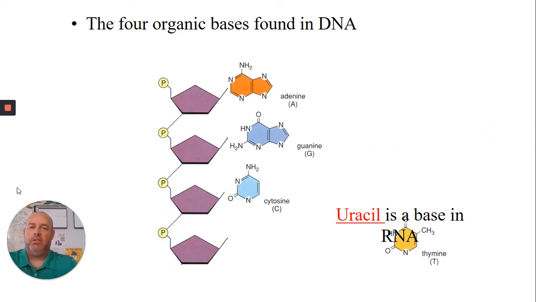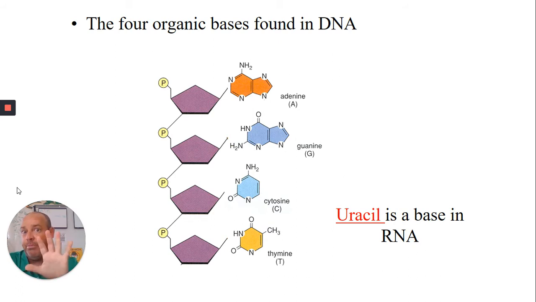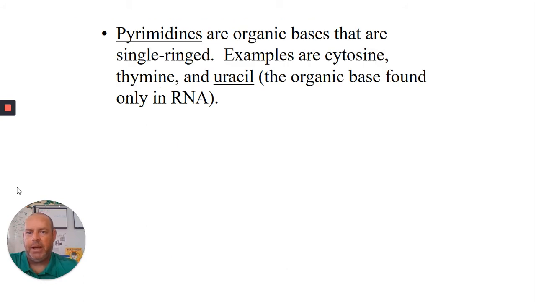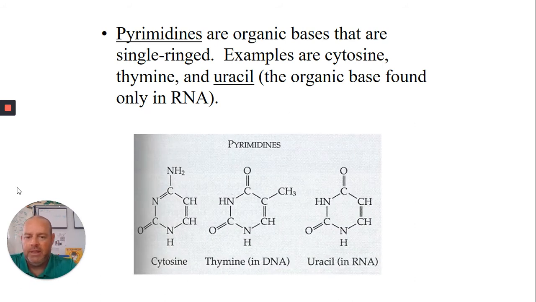So, mentioned this earlier, there's 4 organic bases: adenine, guanine, cytosine, and thymine. Okay. Uracil, you may have heard of. That's an extra base. That's a 5th base. It only occurs in RNA. Okay, RNA has uracil and does not have thymine. You probably remember swapping T's and U's in regular bio in some of your activities. So we're going to look at these single ring and double ring structures. So pyrimidines are organic bases that are single ringed. Okay, so here are your pyrimidines: cytosine, thymine, and uracil.